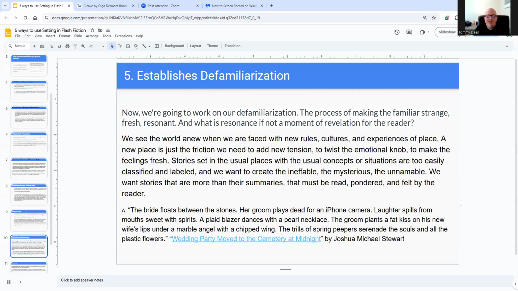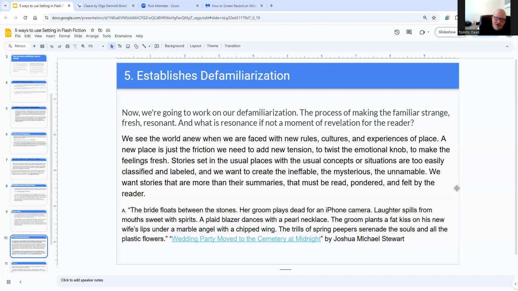And last but not least, and again, there are so many ways that we can use setting, these are just 5 of them. It establishes defamiliarization. And defamiliarization really is just making the normal strange and the strange normal so that we see the world in a new way, so that we're opened up to new possibilities, new empathies, new ways of thinking, experiencing life.